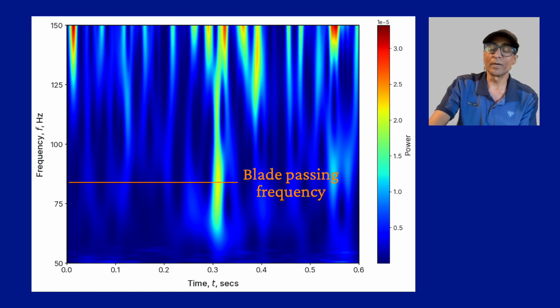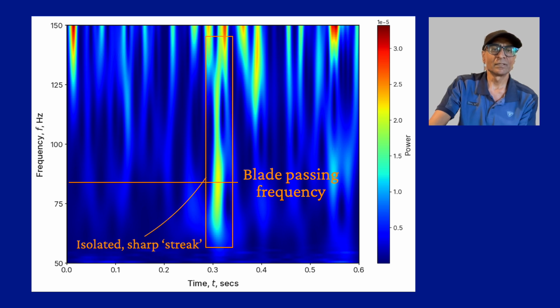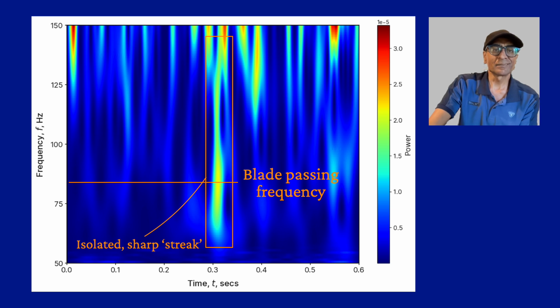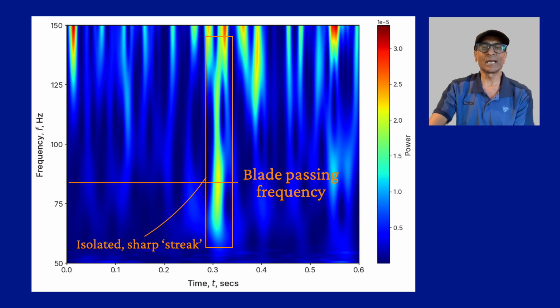So if I look at the same scalogram now stretched out up to say 0.6 seconds, rather than just a very narrow window from 0.34 seconds, there's the blade passing frequency again at 85 hertz, but you see an isolated sharp streak in which this phenomenon is happening. This isolated sharp streak, you might dismiss it as just a casual character of the event that happened there, but I think there's a lot to look at in a very close sense, and that's what I'm going to do now. That's really what I call the anatomy of this streak.